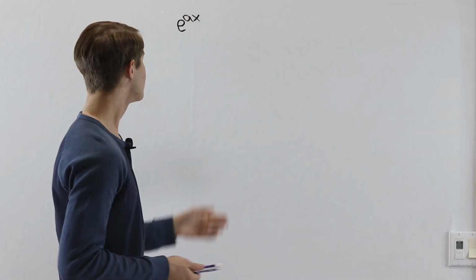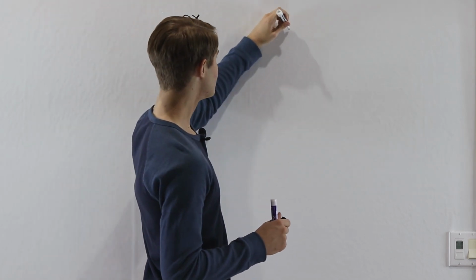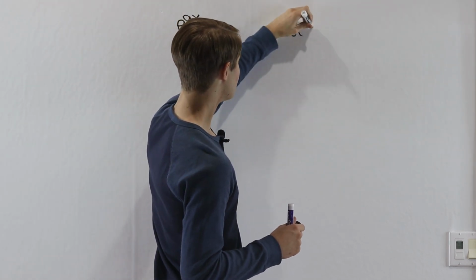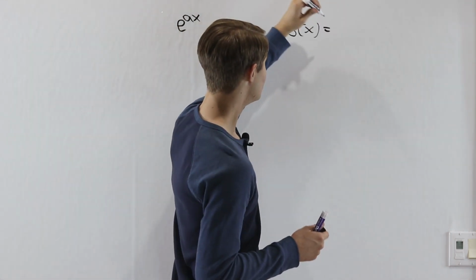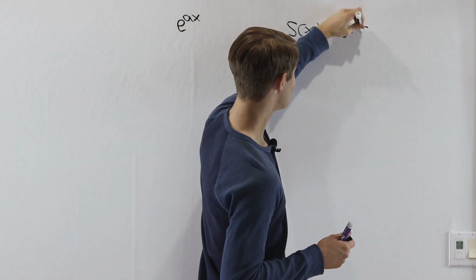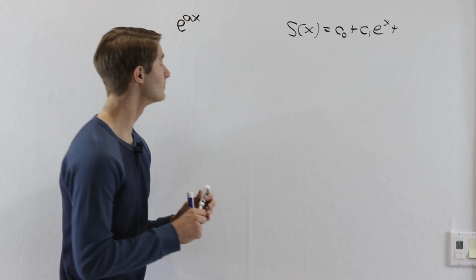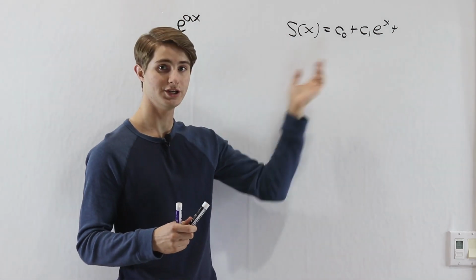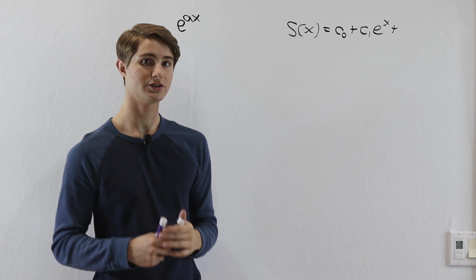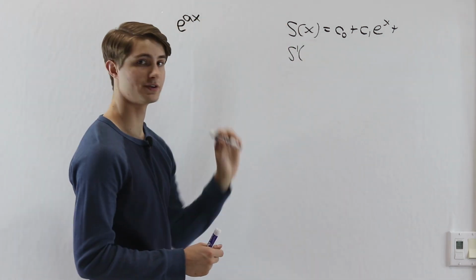So let's think about how we could do that in terms of e to the ax. So we want to be able to represent any function as a series. We'll call that series s of x, s for sum or series. It's going to be c0 plus c1 e to the x plus, and then many more terms. But what I want to take a look at is how we differentiate this function. Because remember, we're trying to account for the derivatives of f of x. We also have to look at the derivatives of our sum.